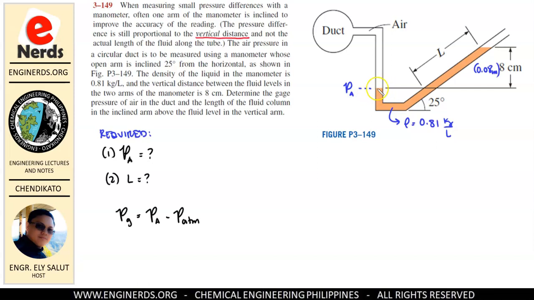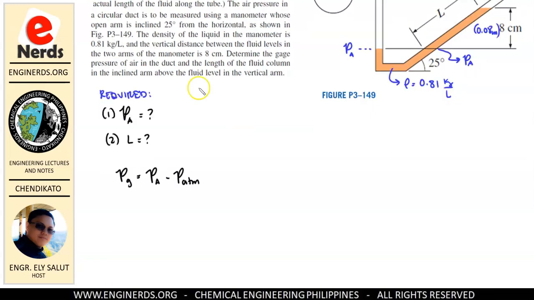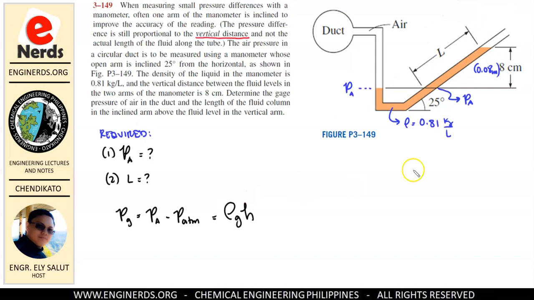The pressure on this level, we know from our previous lesson, is equal to the pressure on this level. So this is also equal to PA. Basically, we just need to solve the pressure coming from our open manometer. So this is what we have here as our gauge pressure. This is equal to rho g h. We learned this from our previous lessons about static fluids.